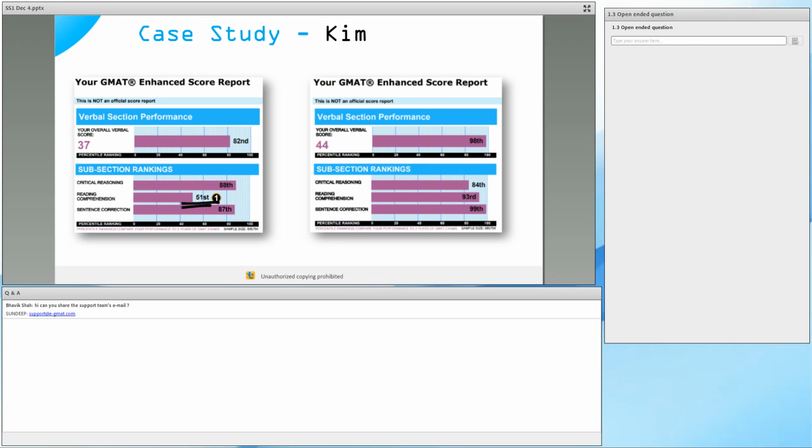We helped her improve from a V37 to a V44. You can really see the abilities go up; abilities play a role over here, where in SC we helped her improve to that 99th percentile. In RC, we created that personalized study plan to help her improve to that 93rd percentile over here.